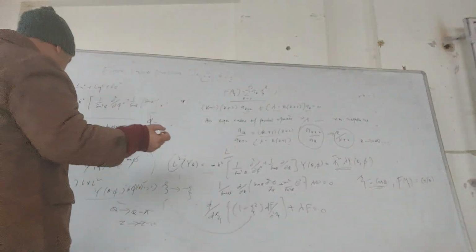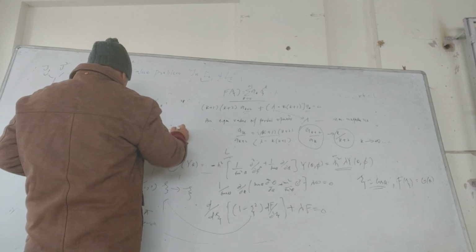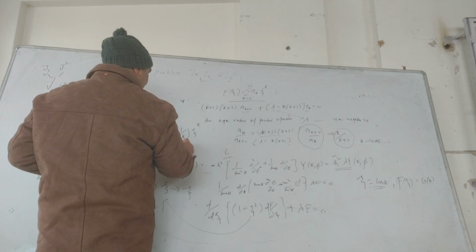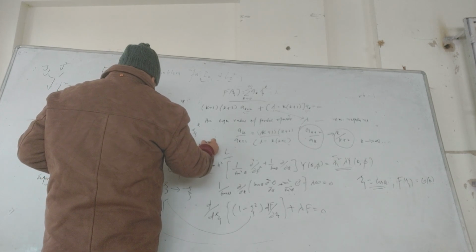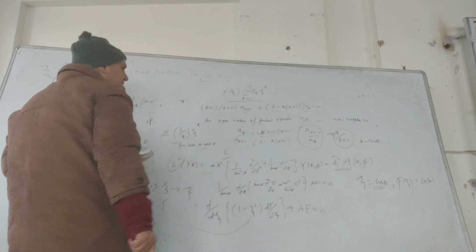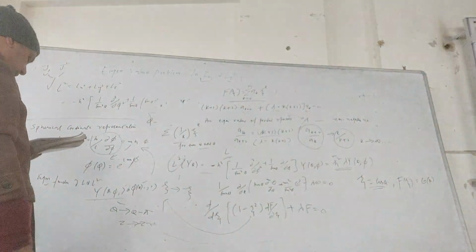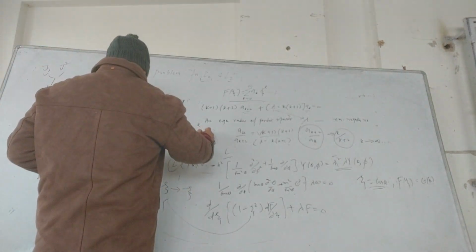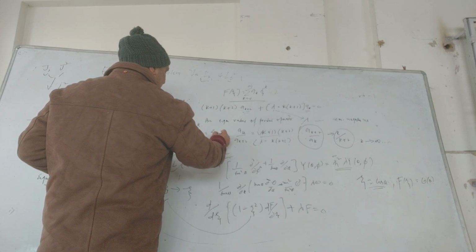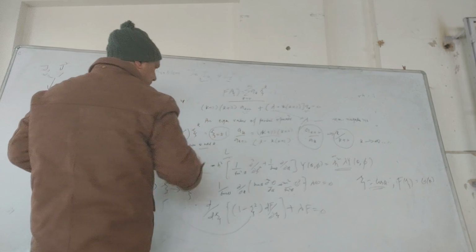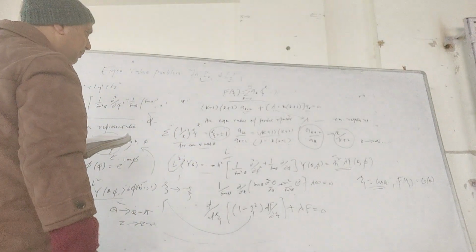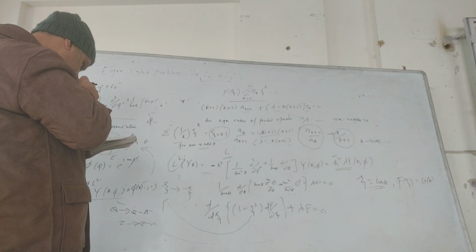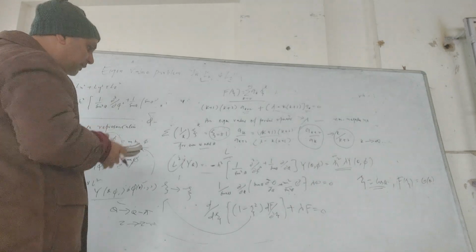So if you see, the series behaves like 1 by k zeta for even and odd values, implying that the series diverges logarithmically for zeta equal to plus minus 1. And what is zeta equal to? Yes, zeta is this.